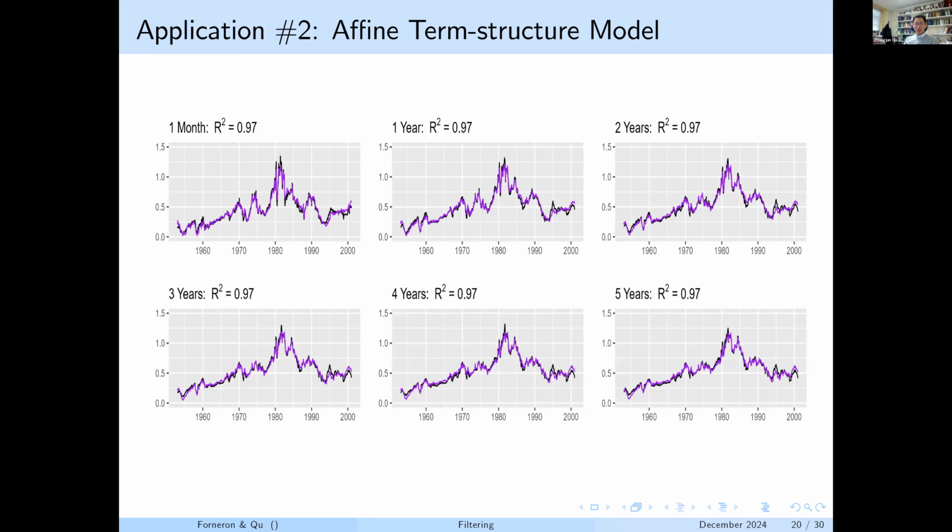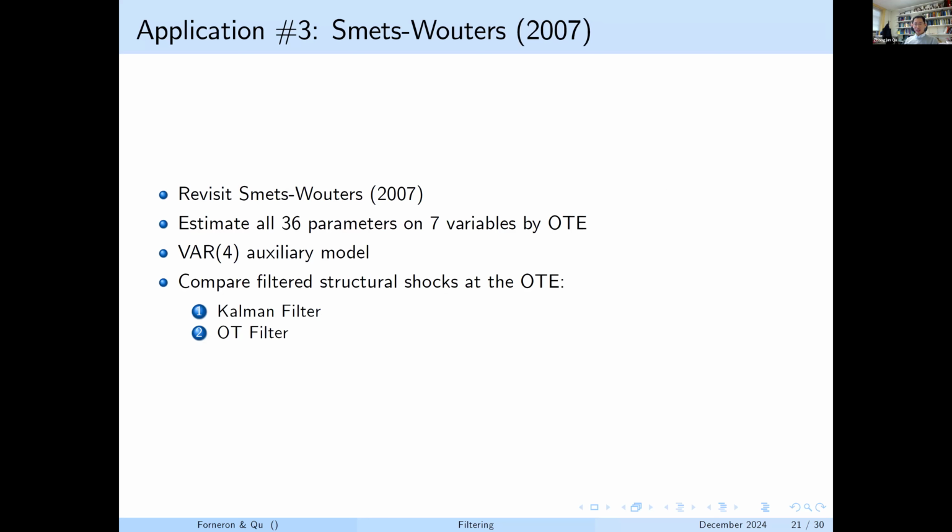So that's for this application. Now I will turn to the application about the medium scale DSGE model. In this case, it's the Smets-Wouters model estimated in 2007. This model contains 36 structural parameters and is estimated on 7 variables.